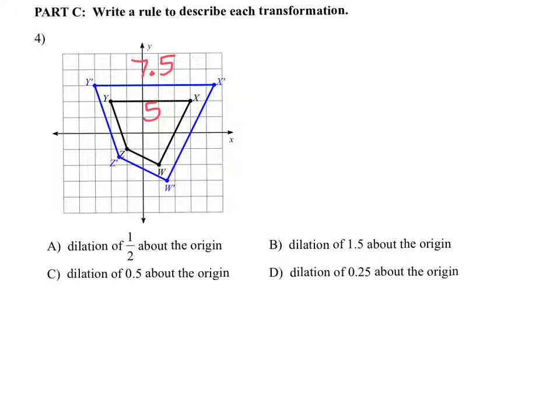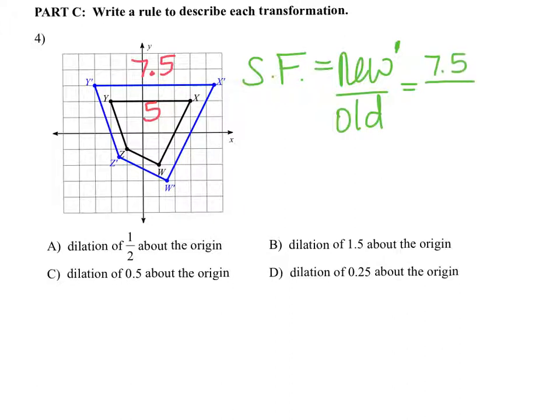Okay, so we want to find the scale factor. So remember, scale factor is new over old. Okay, so the new would be the prime. So remember, new has the prime on it. If that helps you, you can always put that. Okay, so the new would be 7.5, and the old would be 5. Okay, so if we divide 7.5 by 5, let's see what it gives us, because we need to probably put it in decimal form. That's probably the best way.